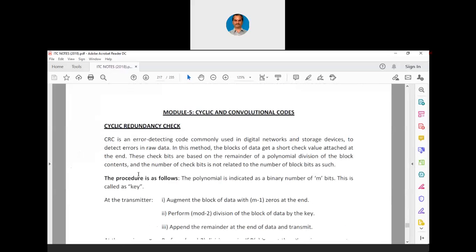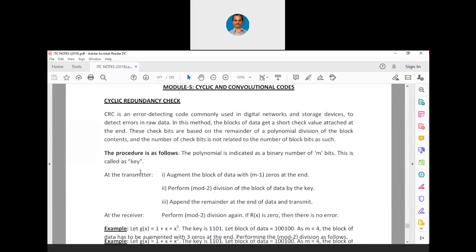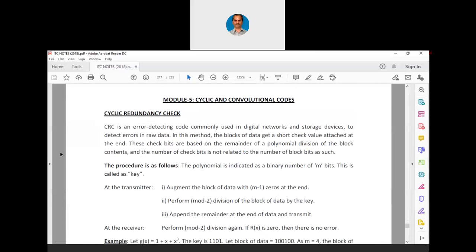Now let me come to the last part of module 5. That is cyclic and convolutional codes. Just a minute, I am trying to pull this window out. Yeah.